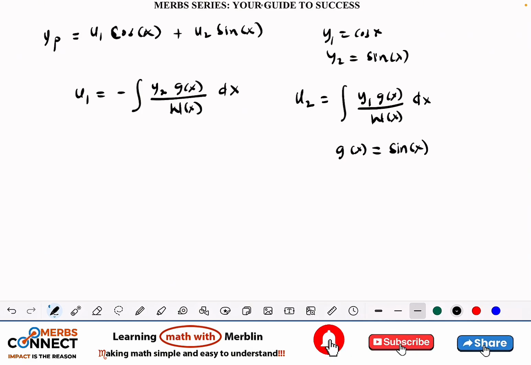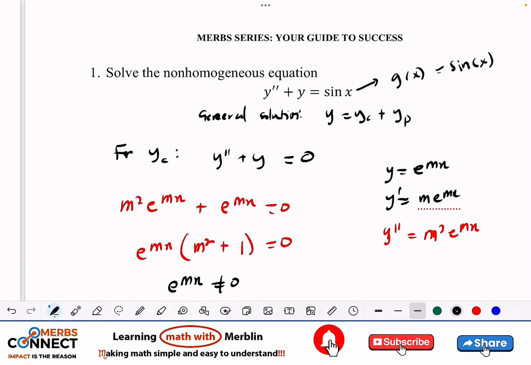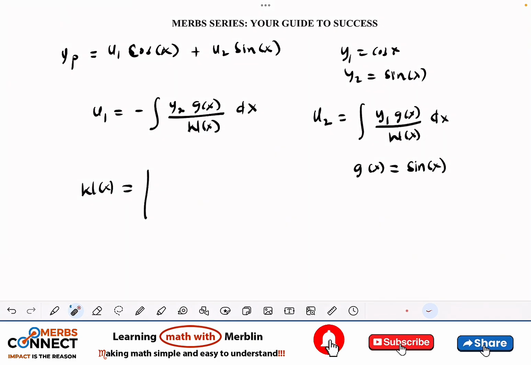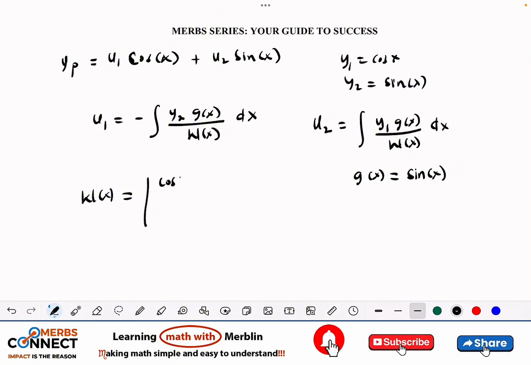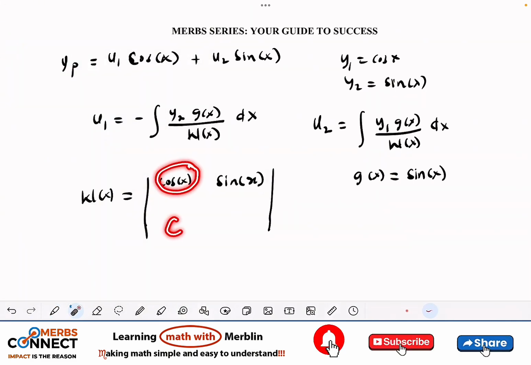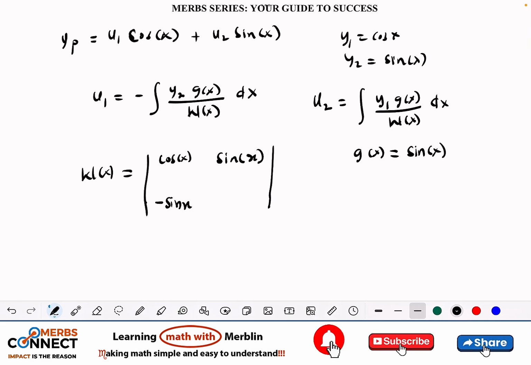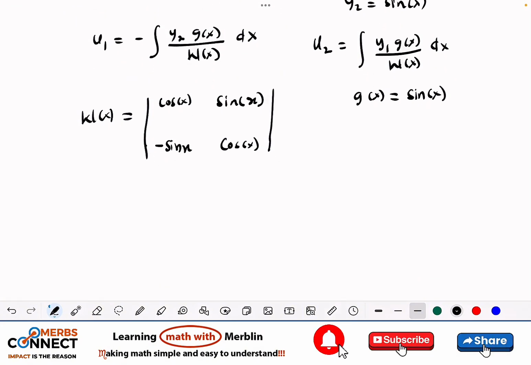Now before we use the formula, we need the Wronskian. So what is the Wronskian of x? We said the Wronskian should have y1, y2 on the first row. Y1 is cos x and y2 is sin x. Then on the second row, we differentiate y1 and differentiate y2. When I differentiate cos, I get minus sine. When I differentiate sine, I get cos. Now let's find the determinant.